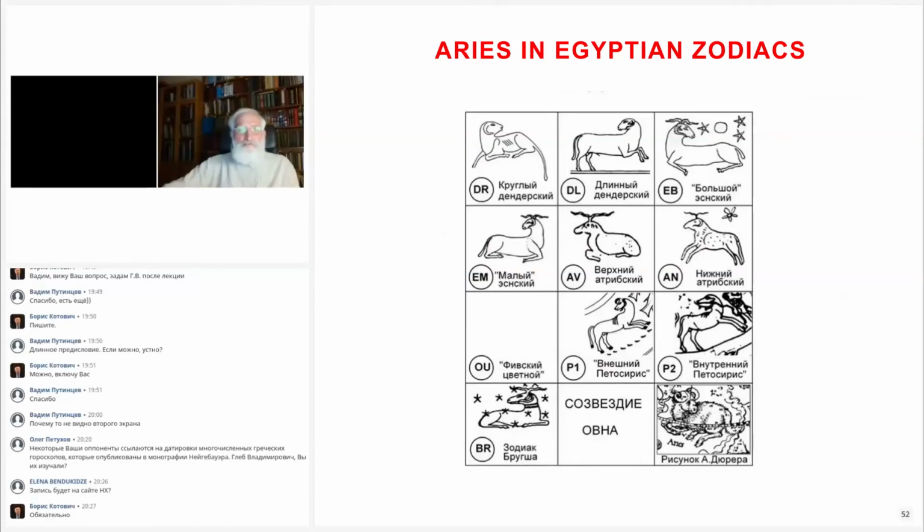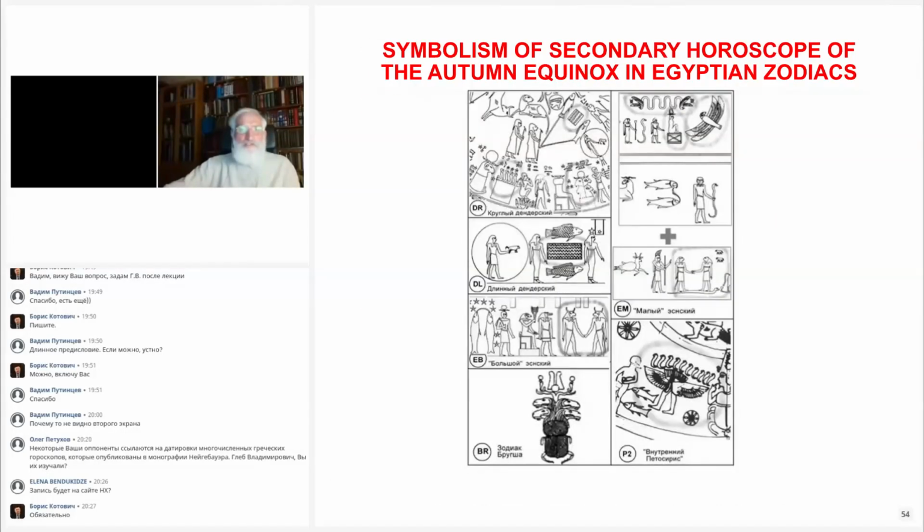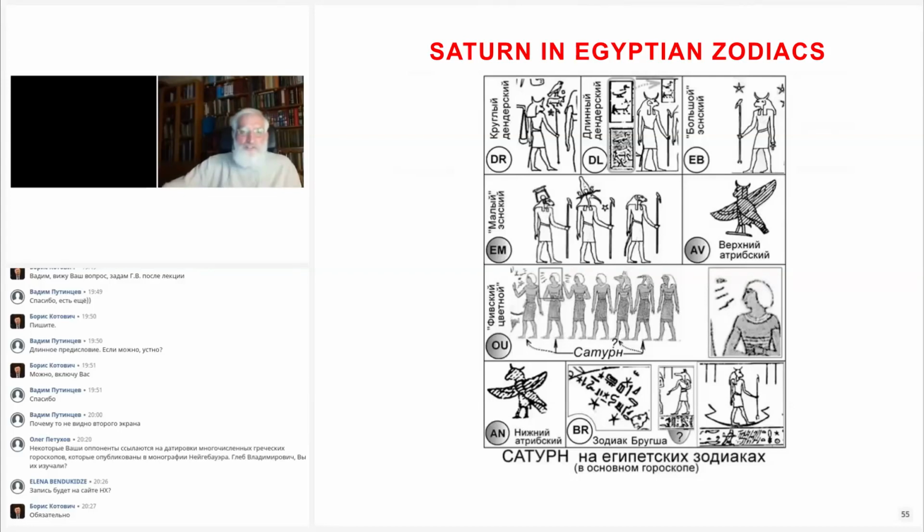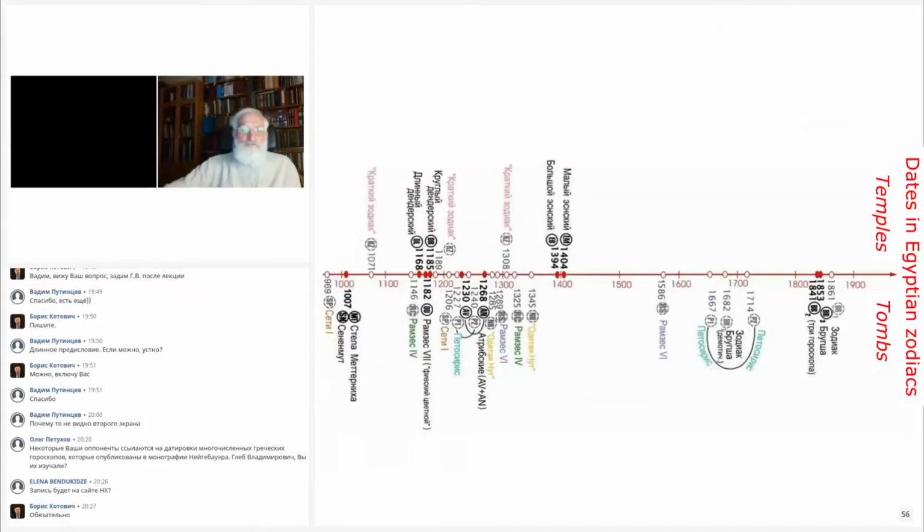Here are examples of tables showing how certain constellations are depicted. All 12 constellations, in all zodiacs. Then, how the secondary horoscope of the autumn equinox is depicted in different zodiacs. All examples. And here, in the comparison, it is very clearly seen how it is done in general. How a specific planet is depicted in all Egyptian zodiacs. We have compiled such tables, and they are in our books. It is very well visible there. In fact, when comparing different tables, different methods of depiction in different zodiacs, the rules of symbolism are very well observed.